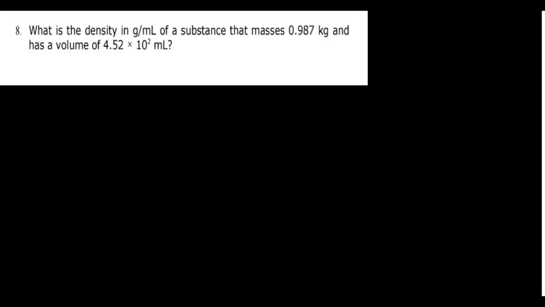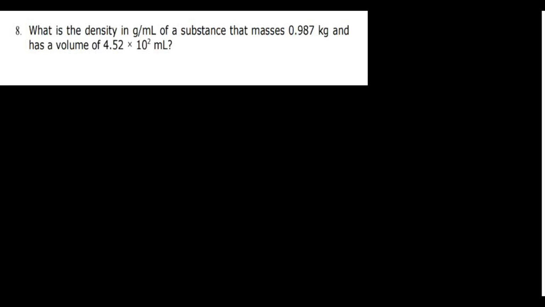Okay, so we have question 8. Question 8 is saying, what is the density in grams per mL of a substance that has a mass of 0.987 kg and has a volume of 4.52 times 10 raised to the power 2 mL? They want our density in grams per mL, and they have given us the mass in kg. So we have to convert this mass into grams. Then we use the density method to say density is equal to mass over volume. Then we find the density.